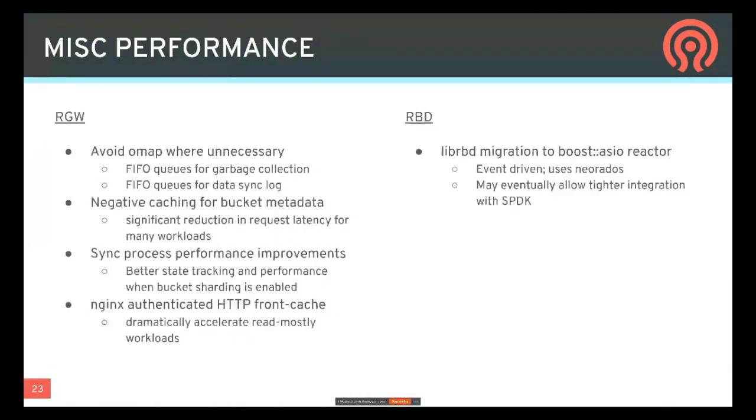Other miscellaneous performance changes on the RGW front: ongoing work to avoid OMAP where it's unnecessary, so replacing certain data structures with simple FIFO queues, which scale much better. There's some negative caching for bucket metadata that helps for certain workloads. The multi-site sync process performance has improved significantly with better state tracking, especially when bucket sharding is used. And work around integrating Nginx as an authenticated front-end cache to accelerate read-mostly workloads.